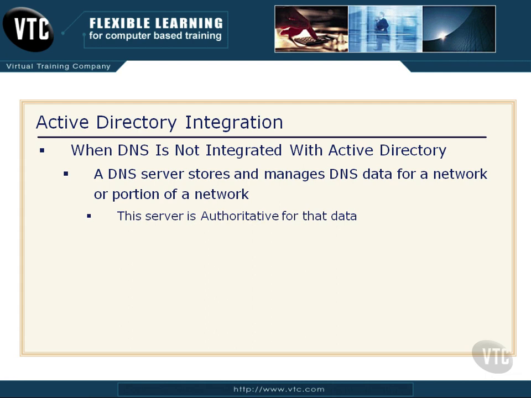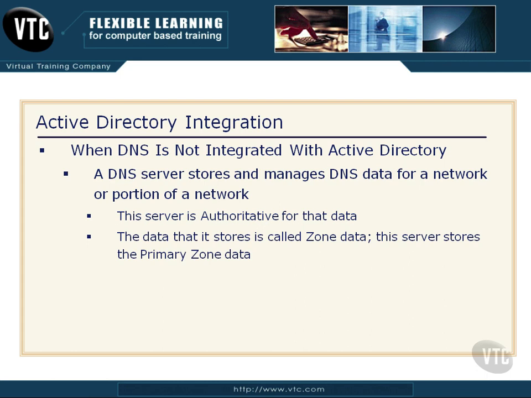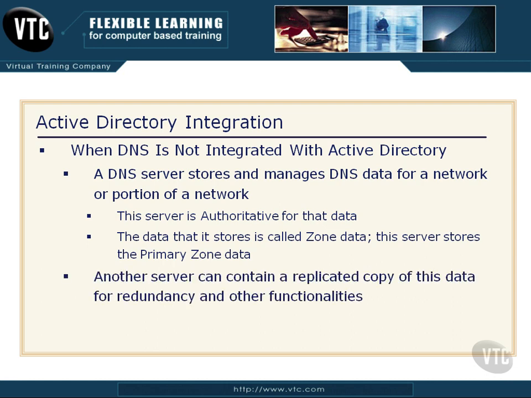If we have a question and we need the definitive answer about that data, this is the guy or gal to get it from because that server is maintaining that data the way we set it up. Now, the data that is being stored on that authoritative server is also known as zone data, or really any DNS data that's stored as a unit is called zone data. And this server is storing the primary zone data.